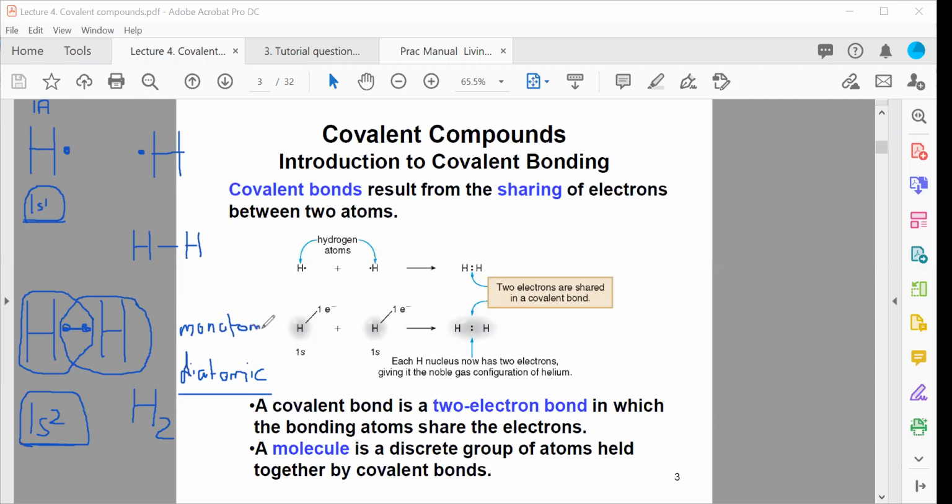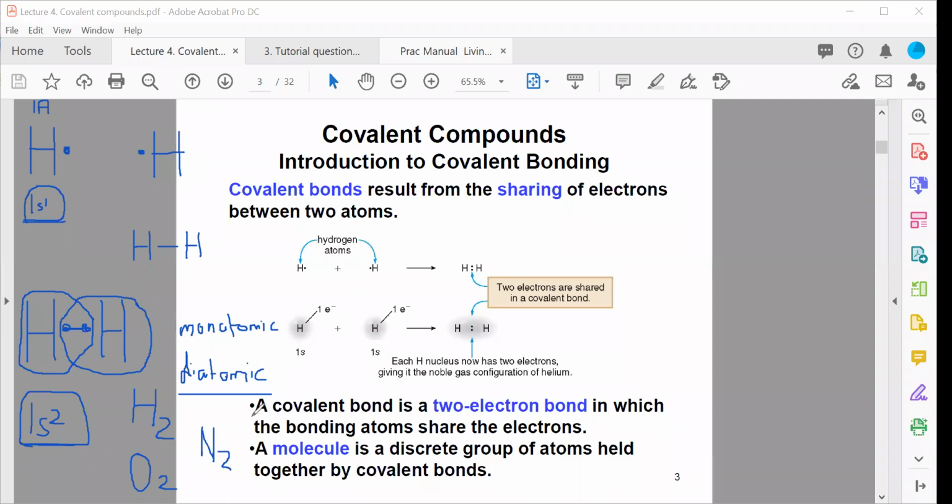Oxygen's another great example. Another one is nitrogen. All right, so they're all diatomic, just some examples for you.